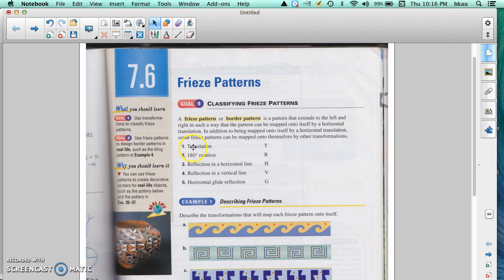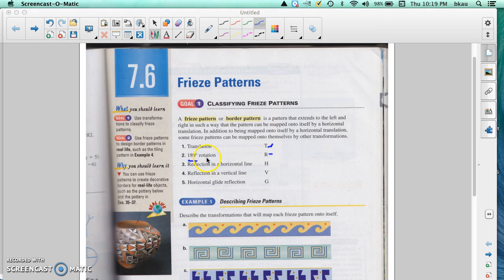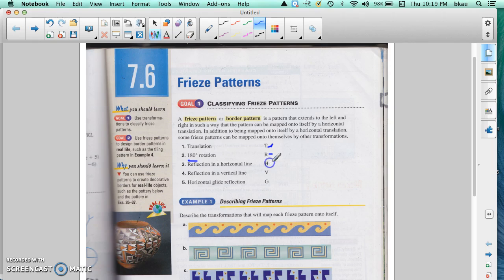So frieze pattern, we're going to use the same type of things that we used in the other ones. We're going to use translations, which they're going to note as T. 180 rotation, so we're only going to do 180 degree rotation on these, which we're going to do R. So we're continuing on our thing. We had 180 degree rotation, two different types of reflections, horizontal and vertical. And we have a glide reflection. Those are going to be our 5 different transformations that we're going to have on a frieze pattern.